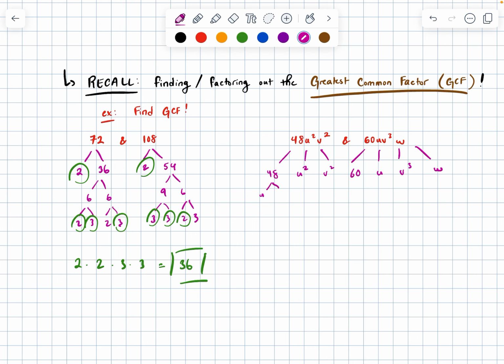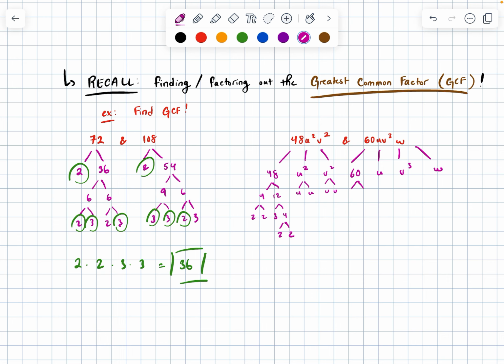Well, 48, I know off the cuff that that's 4 times 12. 4 I can take further, that's 2 times 2, whereas 12 is 3 times 4, and 4 is 2 times 2. U squared is just a fancy way of saying u times u. Same thing for v squared, right? V squared is just v times v.